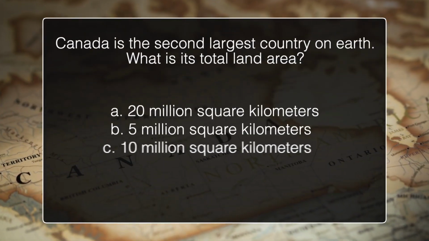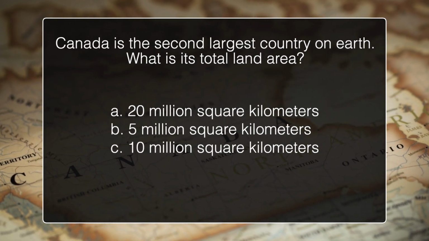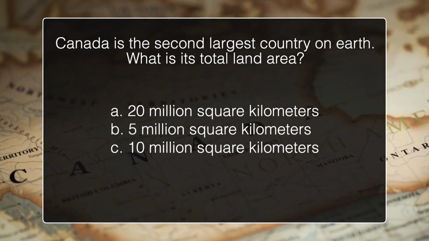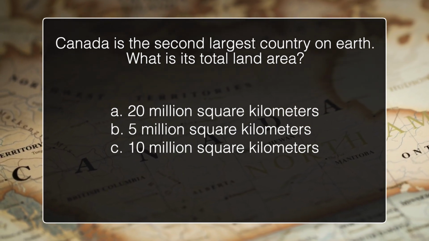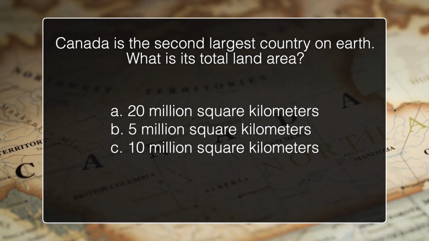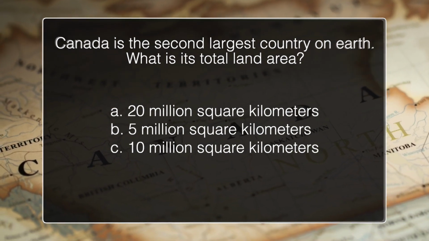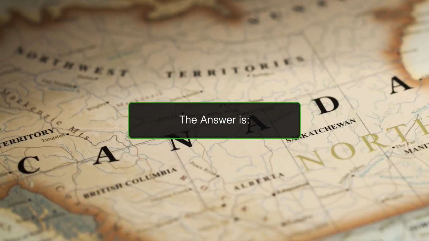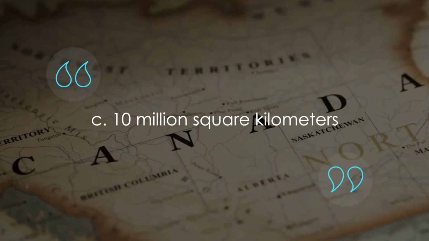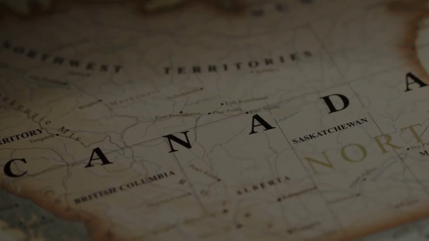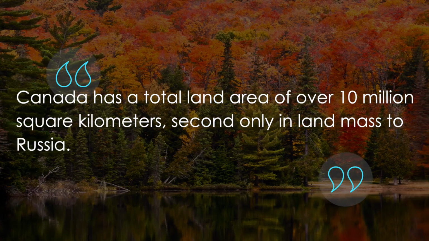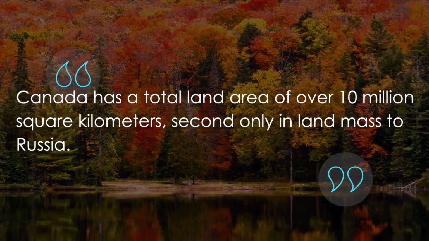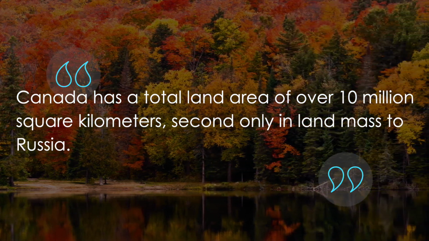Canada is the second largest country on Earth. What is its total land area? 20 million square kilometres, 5 million square kilometres, 10 million square kilometres. The answer is 10 million square kilometres. Canada has a total land area of over 10 million square kilometres, second only in land mass to Russia.